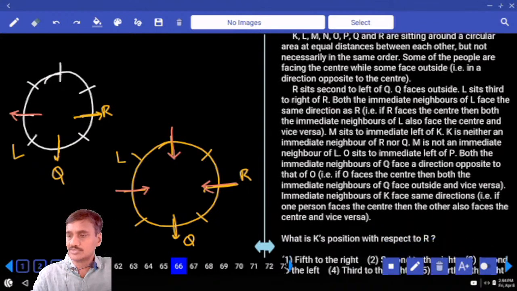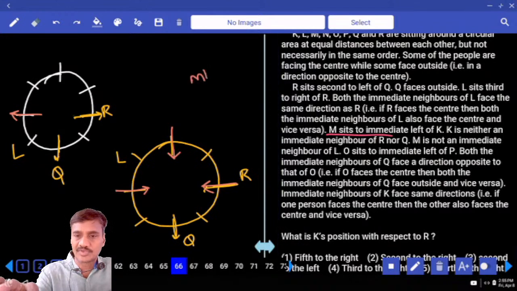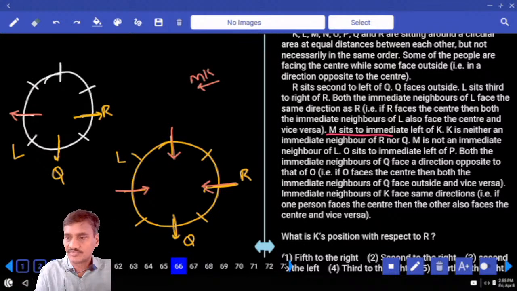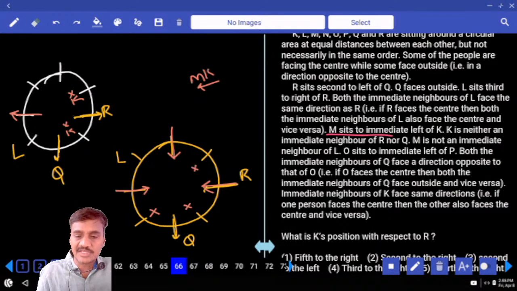And next one, M sits to the immediate left of K. K is neither an immediate neighbor of R nor Q. K is not an immediate neighbor of R or Q. Clear? K cannot be in this place, cannot be here, cannot be here. As K cannot be in these 3 places, what are the different possibilities for K?